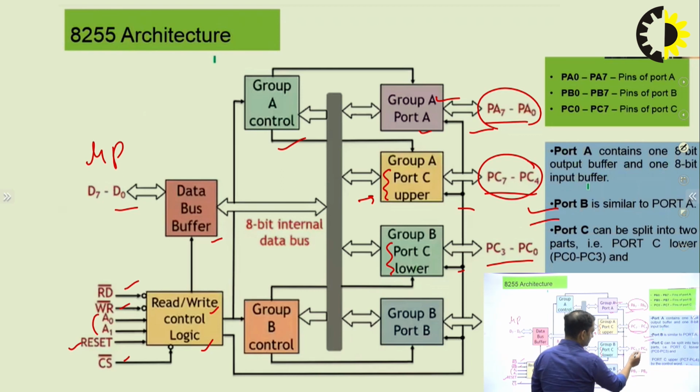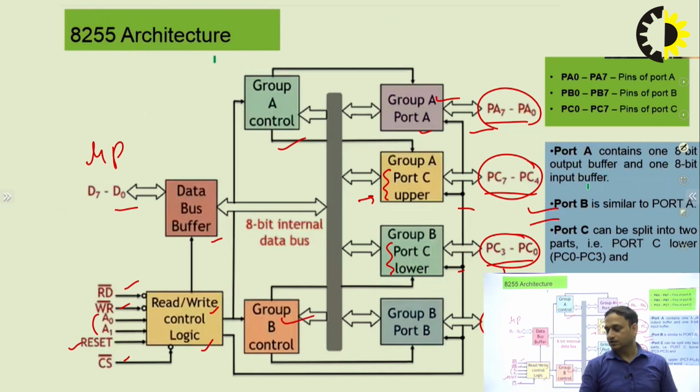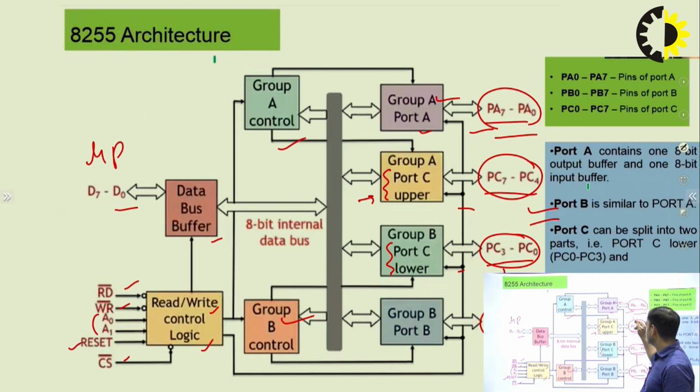So this combination, this one and this one, is controlled by the group B control. In this way, these different ports are controlled by either the group A control or the group B control. As I said, these different ports are used to connect the different IO devices. The pins PA0 to PA7 are connected with the input lines or the output lines.